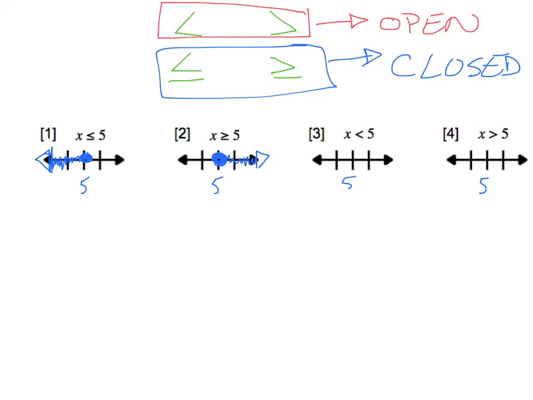For the next one, less than 5, it does not include 5. So we put an open dot or an open circle. So it's everything right up to 5 but does not include it. For the last one, anything greater than 5, so again, open dot, and we shade to the right. So we're including every number bigger than 5, but not including 5, just right up to it. And we show that by the open circle.